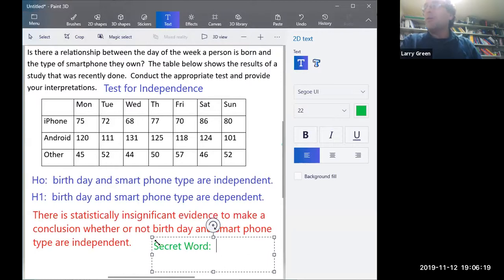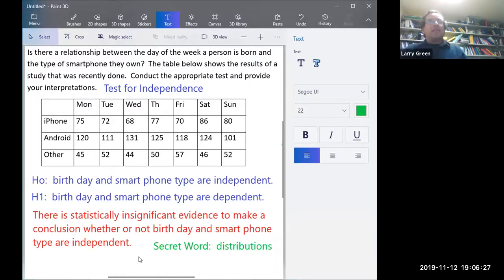Okay, so the secret word is distributions. So in homogeneity, I guess I picked on the middle one, you have to have the word distributions in there. So I figured I'd pop that as a secret word. Okay, so that's about it.